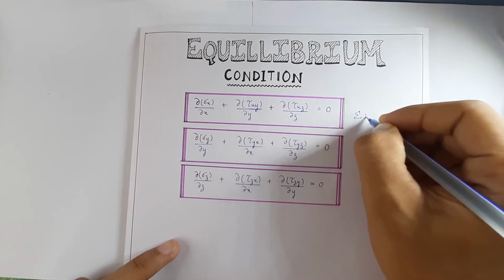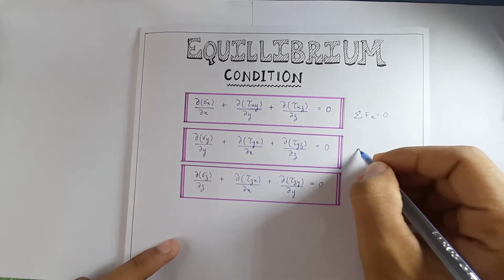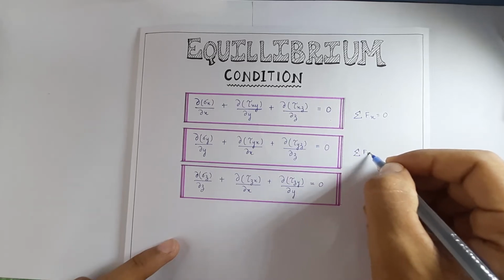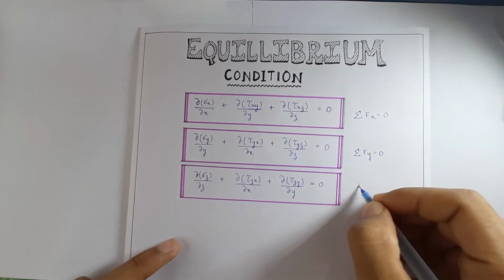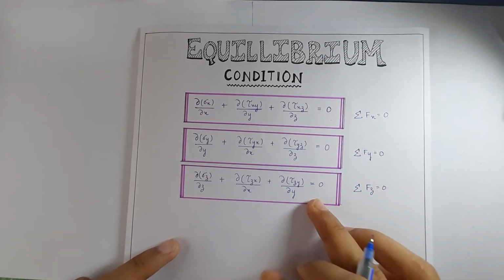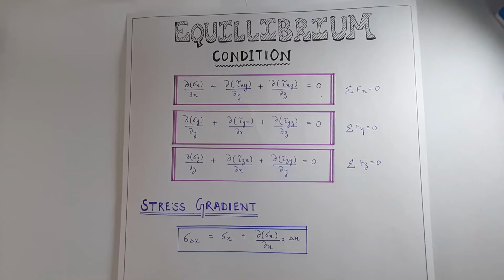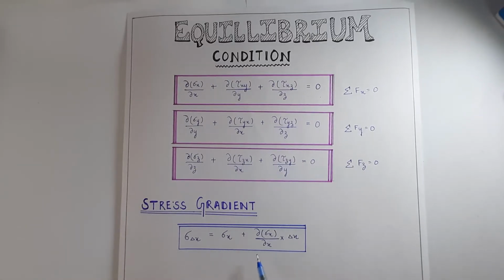When we consider the body to be in a stable condition, then by applying ΣFx = 0, we get this condition. Similarly, by applying ΣFy = 0, we get this condition, and similarly ΣFz = 0. After applying these conditions, we get these equations. So how these equations are derived, I'm going to prove in this video with the help of a lot of pictorial views. In order to derive these three equations, one of the important formulas that we must know is that of the stress gradient.